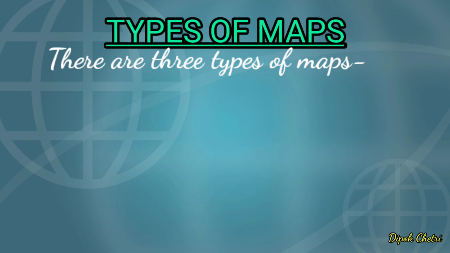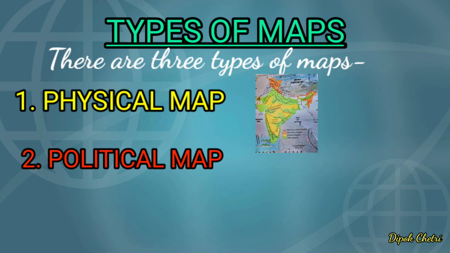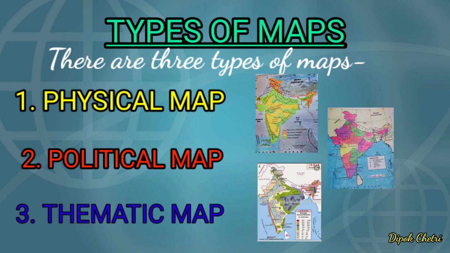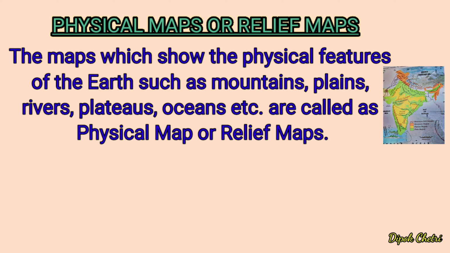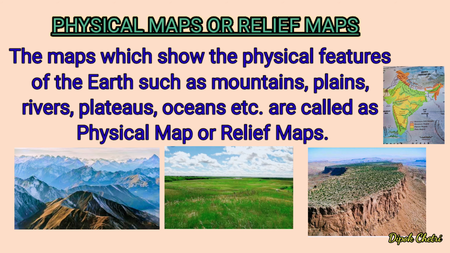Types of maps. There are three types of maps: 1. Physical maps, or relief maps, 2. Political maps, and 3. Thematic maps. Physical maps or relief maps. The maps which show the physical features of the Earth, such as mountains, plains, rivers, plateaus, oceans etc. are called physical maps or relief maps.